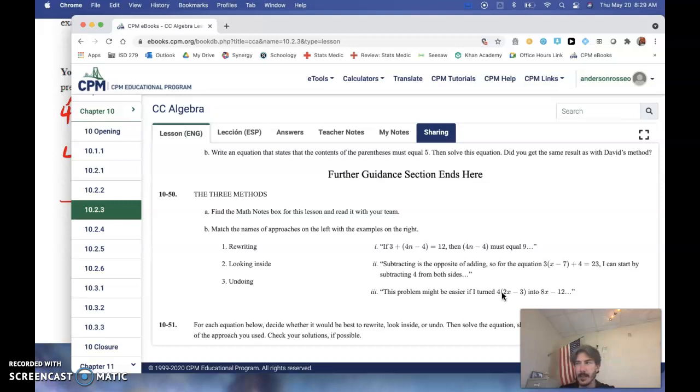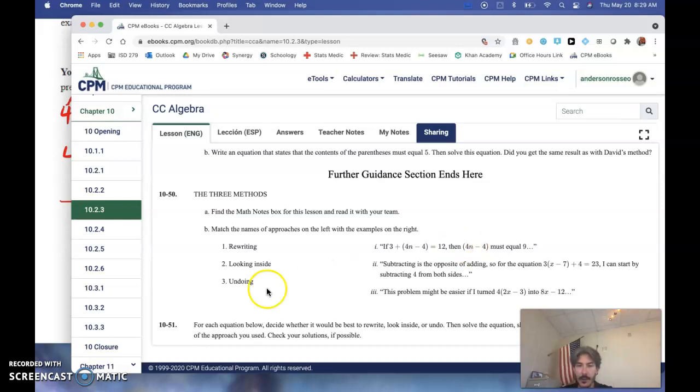The second option that they give us there is the look inside, right? And you saw me do that. The look inside method is letter I over here. If 3 plus the quantity 4n minus 4 equals 12, then 4n minus 4 must equal 9. So getting rid of that operation on the outside of those parentheses.